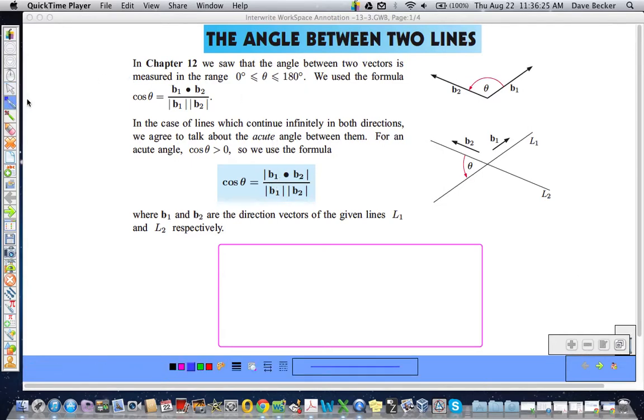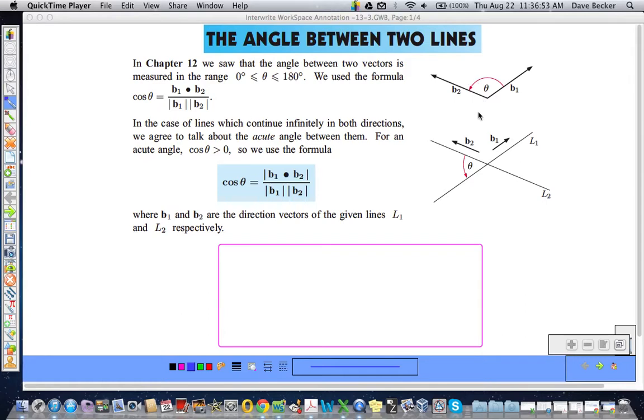Today we are talking about the angle between two lines as they relate to equations of lines in vector form or parametric form or even Cartesian form. Before, when we were talking about the angle between two vectors, we derived a nice neat formula: cosine theta equals b1 dot b2 over mag b1 times mag b2.